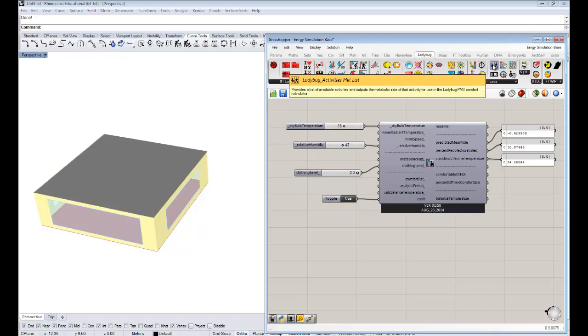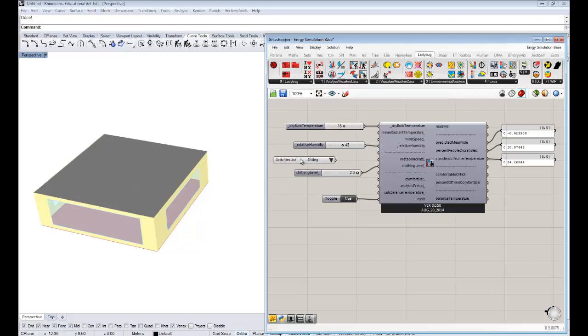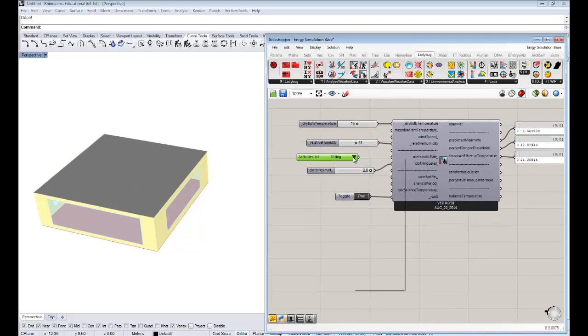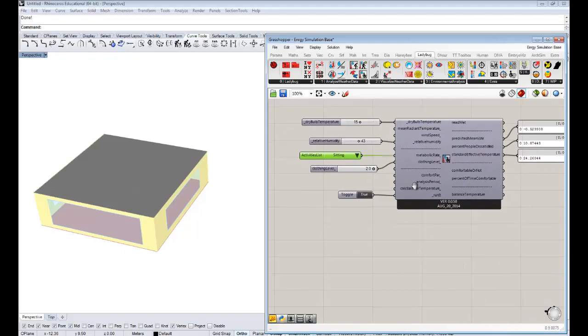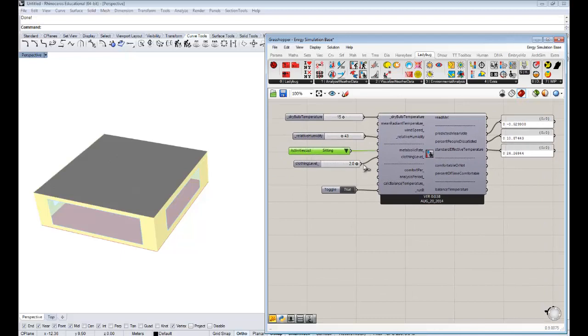But now there are also things like activities, which correlate to the metabolic rate. So you'd see by default, this component is assuming that the person is sitting, and you see that didn't change there. But there are other ways that you can make yourself comfortable in colder conditions.